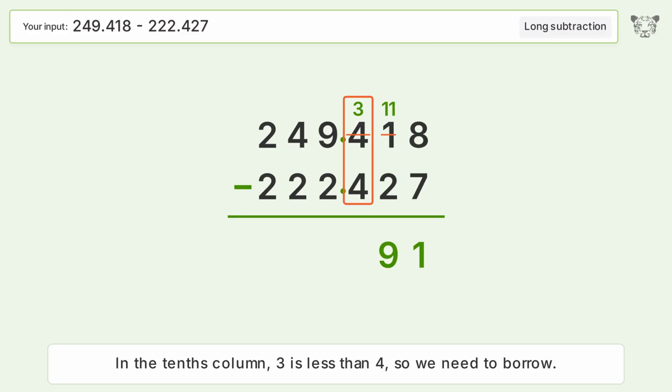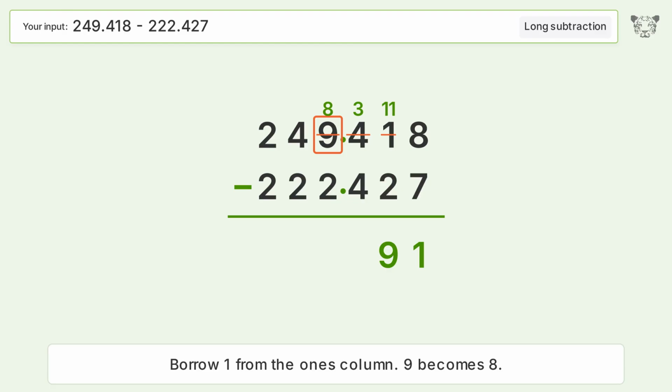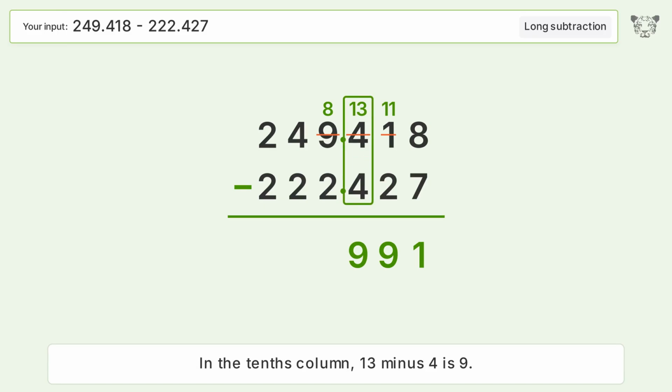In the tenths column, 3 is less than 4, so we need to borrow. Borrow 1 from the ones column. 9 becomes 8. The 3 in the tenths column becomes 13. In the tenths column, 13 minus 4 is 9.